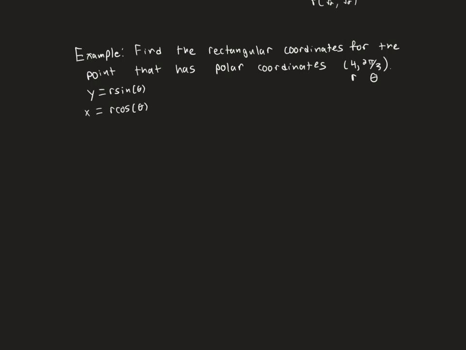In order to do this, I would have to graph my 2 pi over 3. So there's my 2 pi over 3. r is equal to 4, so that means that this is pi over 3.